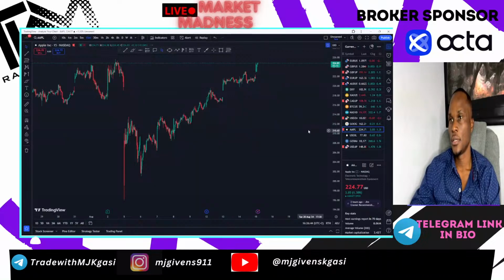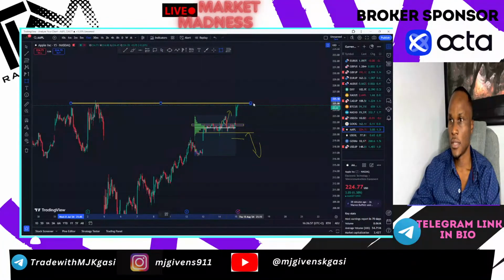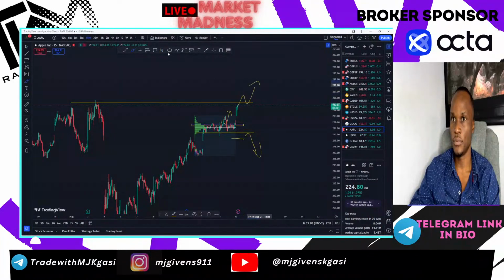Apple, we mentioned that if we are breaking above this 221, we'll be looking for buying opportunities there. Well, there's something that I also see here. This is a key level, right? Break above, still remain bullish.